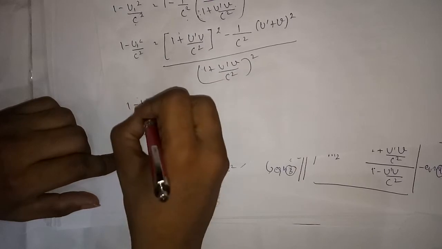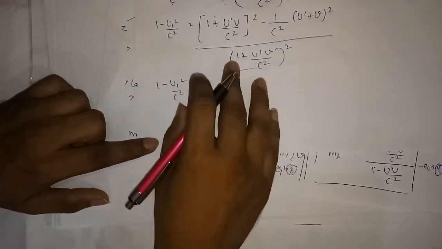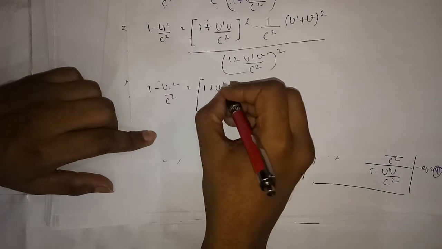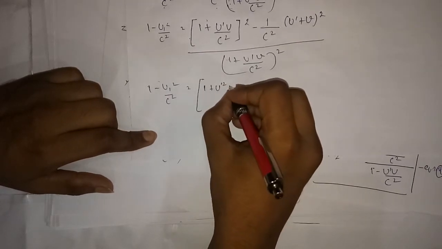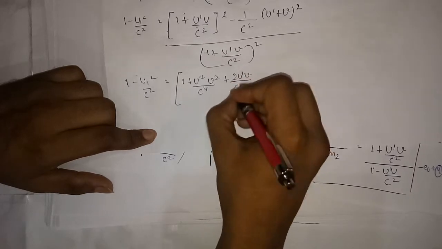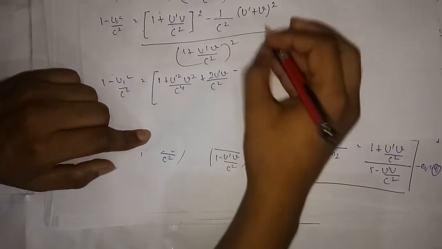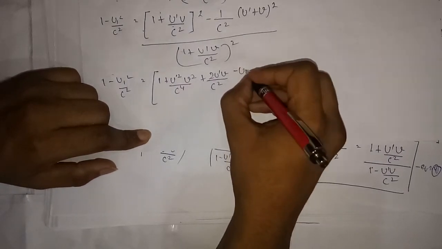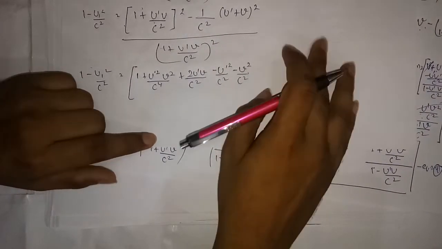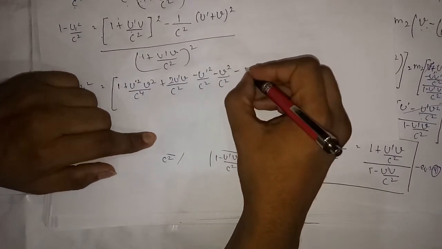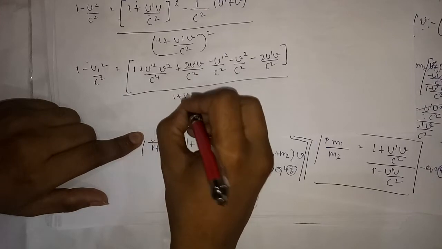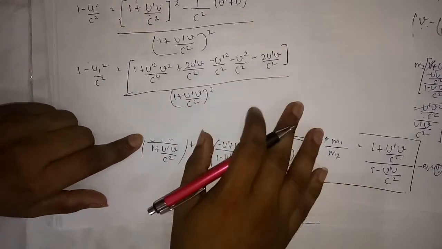Now moving forward, we have 1 minus u1 square upon c square equal to, now opening this square, we will be left with 1 plus u dash square v square upon c to the power 4 plus 2 u dash v upon c square minus u dash square upon c square minus v square upon c square and minus 2 u dash v upon c square, and whole divided by 1 plus u dash v upon c square having whole square.